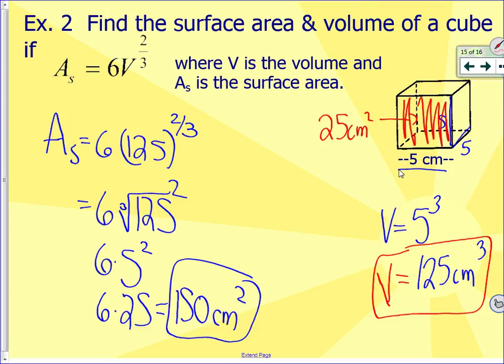TJ? How do you find volume? Volume of any box is basically length times width times height. Length times width gets you the flat, the height gets you how deep it is. Right. Other questions?